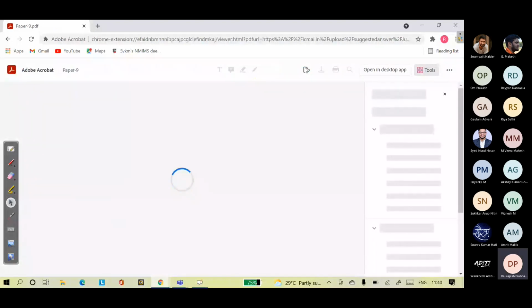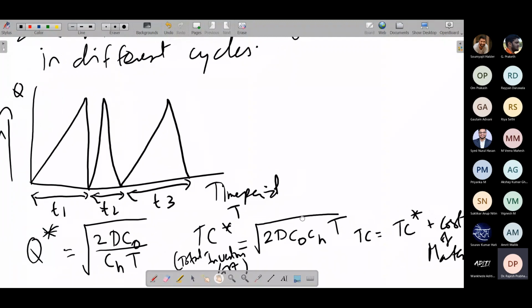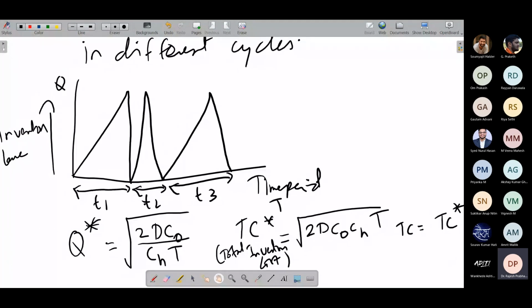Even this ICMAI, let's see if I can get it. Okay, so you remember these formulas. I'll try to get a problem where we can look at these different cycles of demand based on the time period. All of you got the formula?